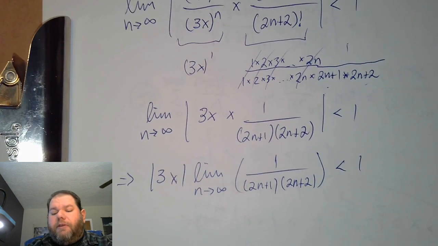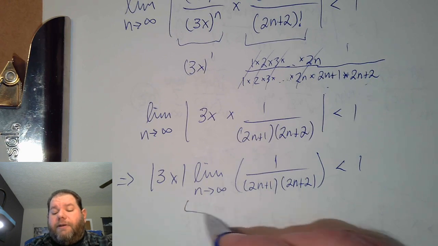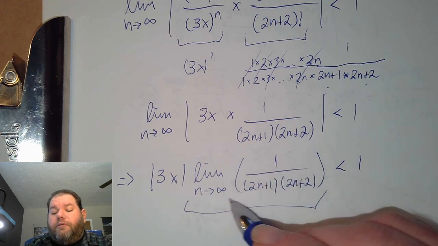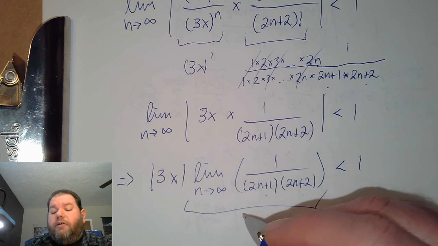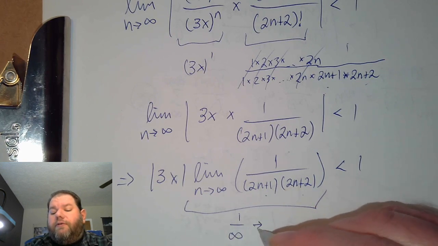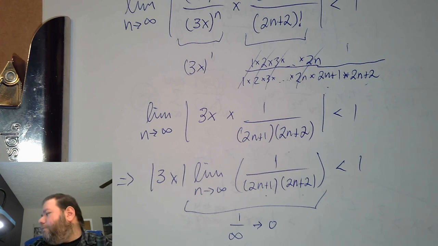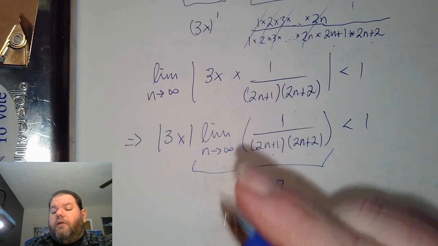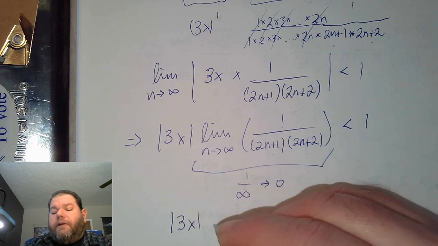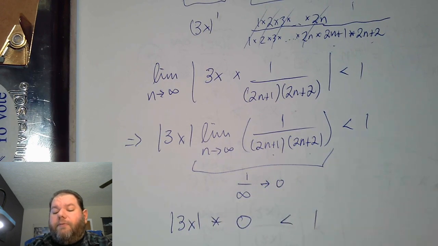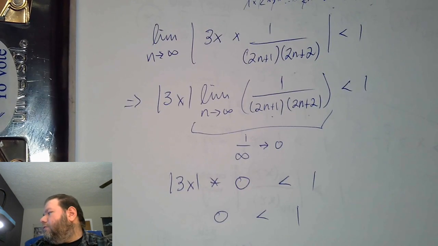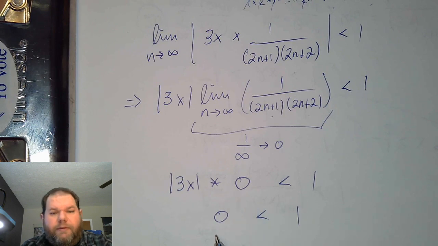Okay, then here's the issue. Now we look at our limit. We have 1 over infinity times infinity. This is 1 over infinity, which goes to 0. Okay? So now we have absolute value of 3x times 0 is less than 1, which means 0 is less than 1. Alright, because anything times 0 is 0. It doesn't matter what x is, it can be 0.